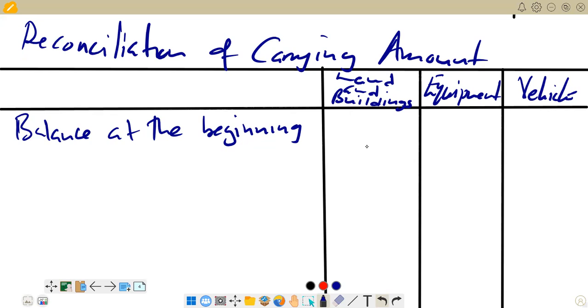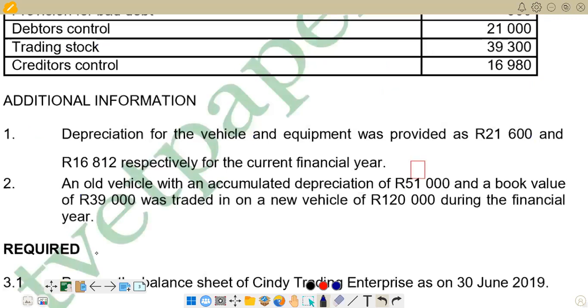Then after balance at the beginning, we go and look for additions at cost. So we go to the question to see what we have in terms of additions at cost. If you come here, you can go through this statement: an old vehicle with an accumulated depreciation of 51,000 rands and a book value of 39,000 was traded in on a new vehicle of 120,000 during the financial year.